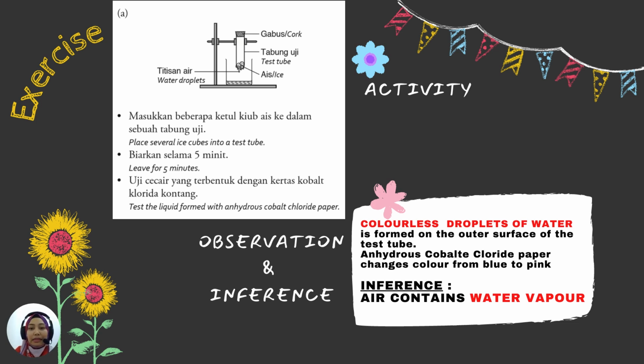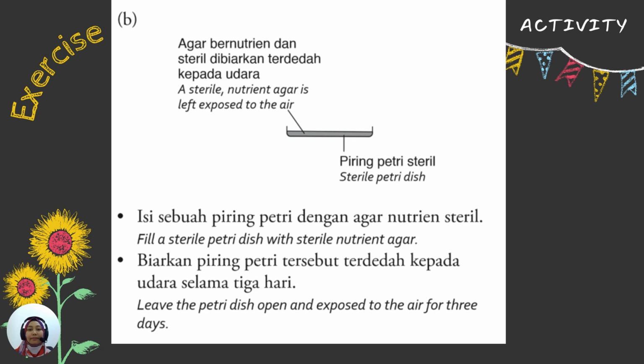Observation: colorless droplets of water are formed on the outer surface of the test tube. Anhydrous cobalt chloride paper changes color from blue to pink. Inference: air contains water vapor.